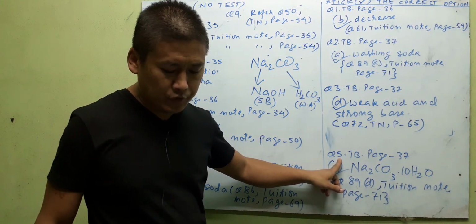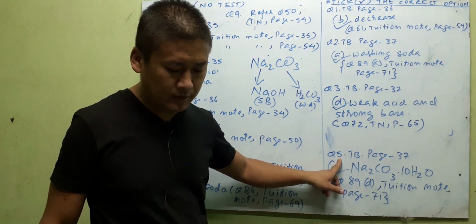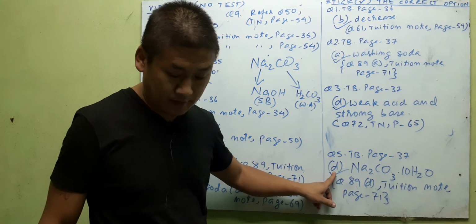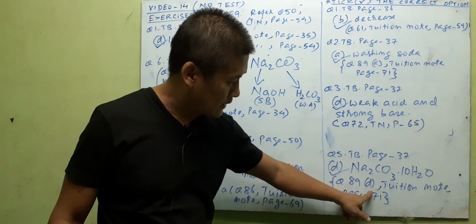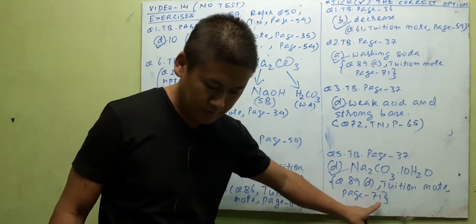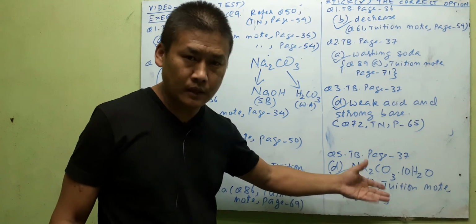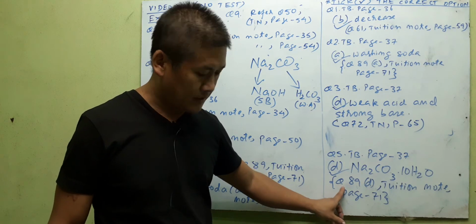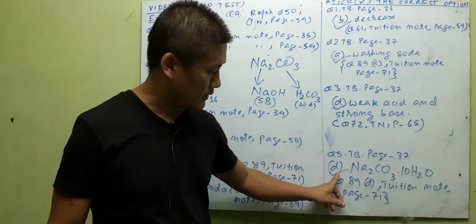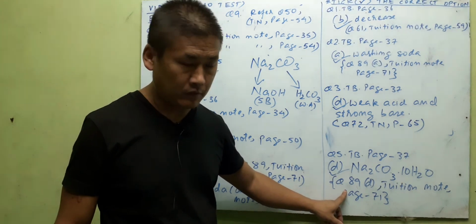The compound which is used for removing permanent hardness of water is D, okay, tick D there on your textbook, and near that D, you write this question 89D, tuition note, page 71. So there is nothing to explain, these are uses, but write it there on your textbook. Where you have ticked D, write this one down, okay.